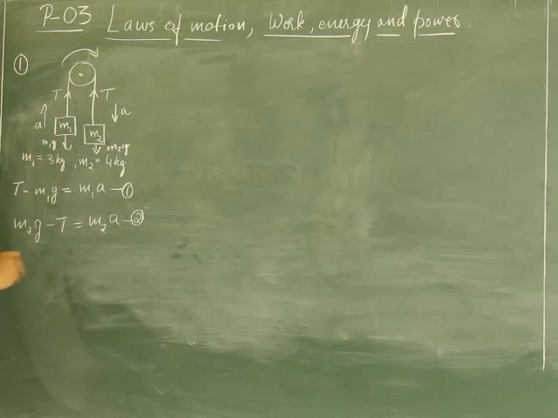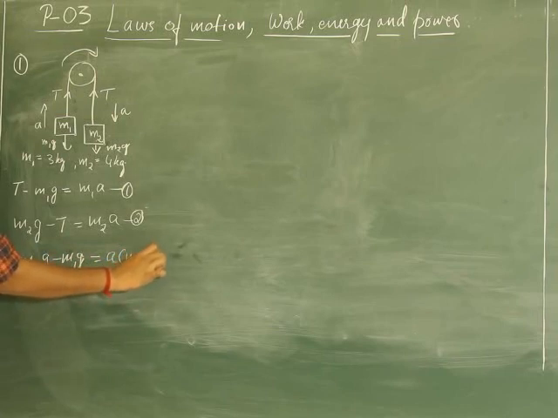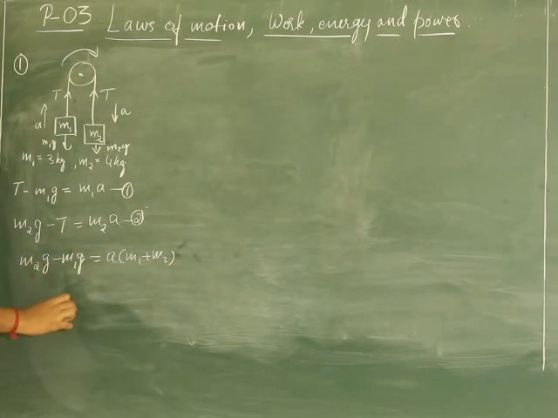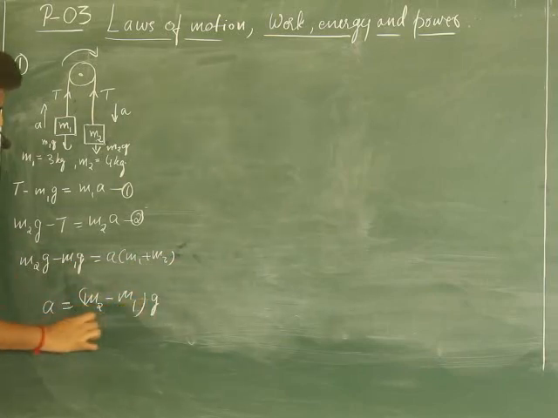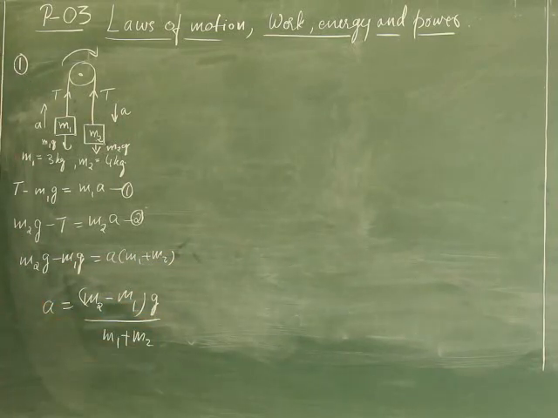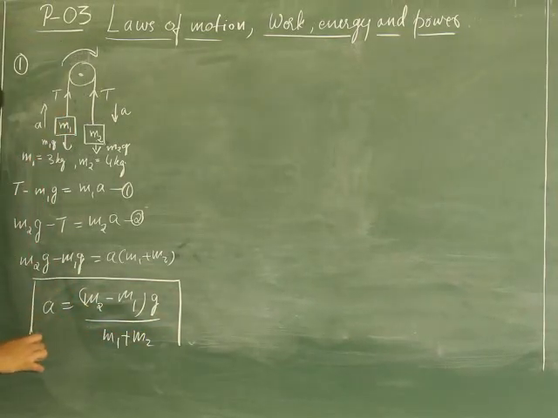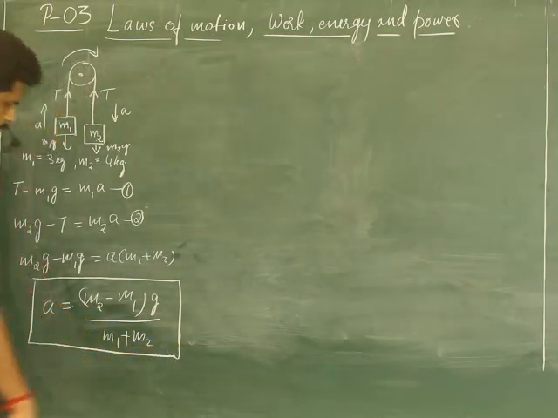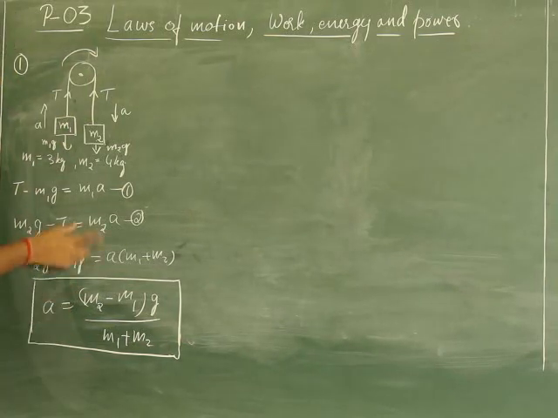Let us equate these two. After equating these two, what do we get? m2 g minus m1 g. That means I am going to add these two equations. And A into m1 plus m2. So acceleration equals how much, you know? A equals m2 minus m1 into g divided by m1 plus m2. So I got the equation. See, in detail I am discussing. Directly we can substitute. Suppose you solve such kinds of questions regularly, you can directly use this formula and directly substitute.